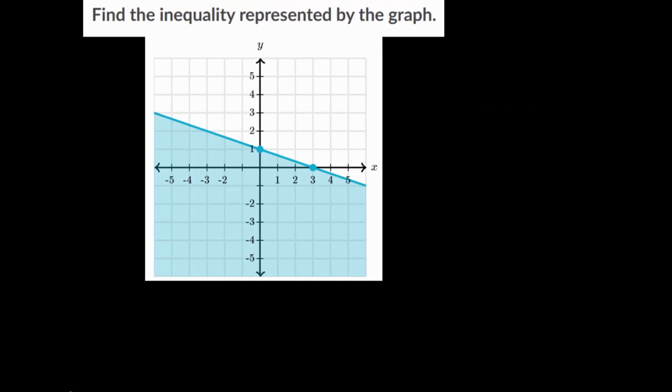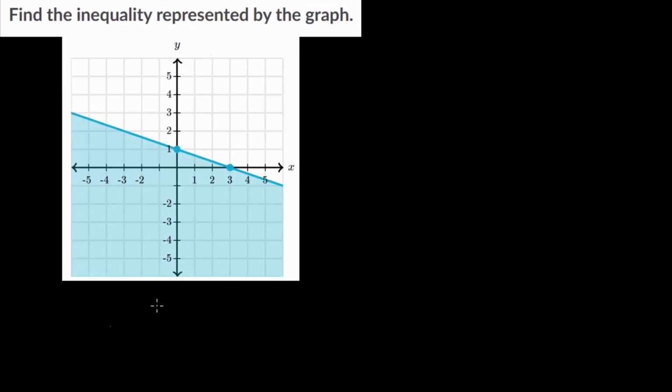And the general strategy is that we first want to figure out the equation of this boundary line, and then we can use the shading information to determine the inequality. We will also need to consider whether or not this is a solid line or a dashed line. But we'll come back to the inequality part at the end. Let's first start by just finding the equation of this line.